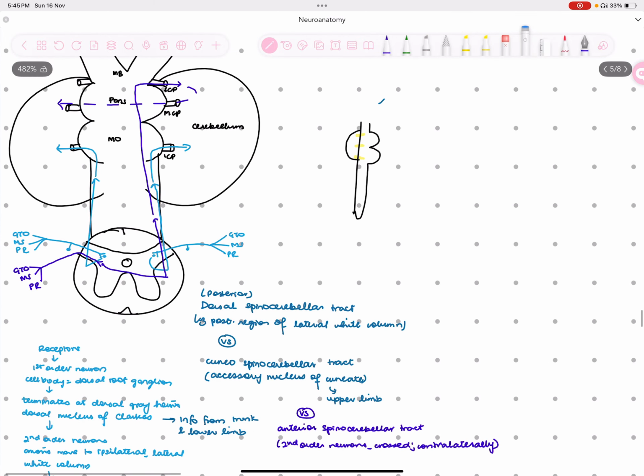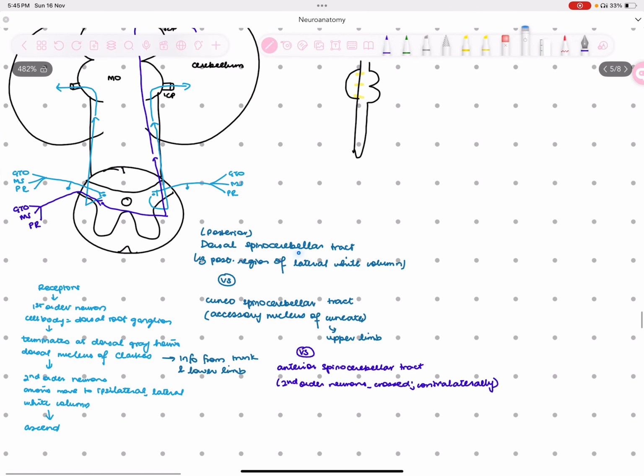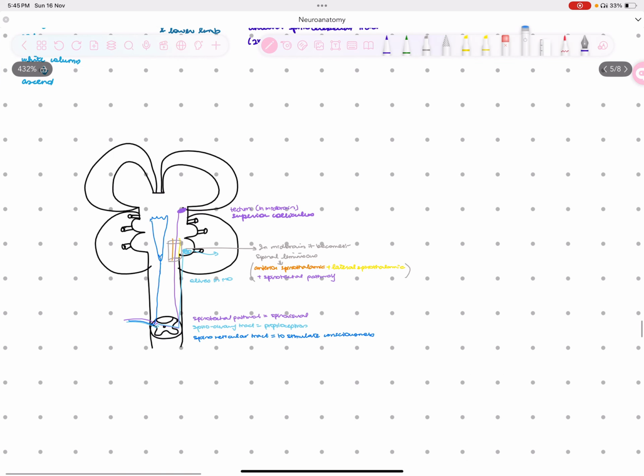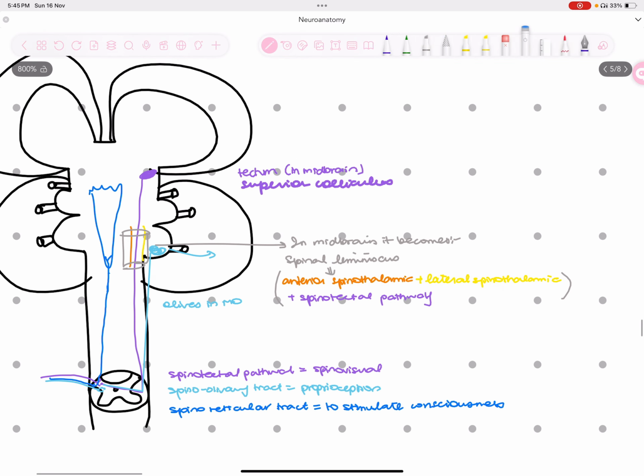And then the rest, you have three cerebellar tracts, and then you have three more tracts. These three tracts, first of all, the reticular one, the spinoreticular tract, it just goes ipsilaterally and goes to the reticular formation. This is to stimulate consciousness. That's it. But the spinotectal and the spino-olivary are going to go to the contralateral side. So spinoreticular is very unproblematic. Ipsilateral, and it has done the work of stimulating consciousness.